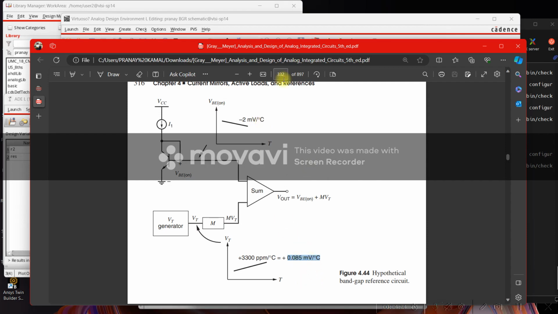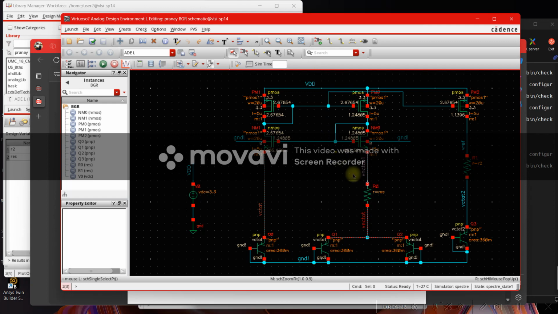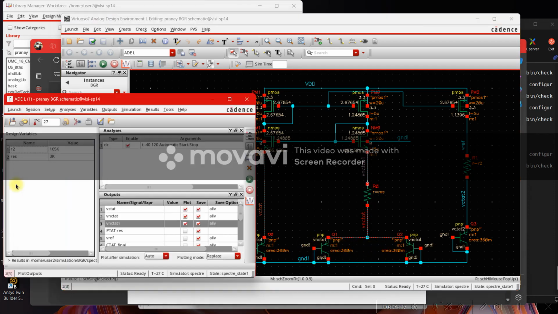That can be controlled by the ratio of these two resistors and the number of multipliers, like the number of diodes which we connected in parallel to this. I've taken 3K for this, and this resistor is 105K. I've done the calculations for getting a constant reference voltage of 1.1 volt.